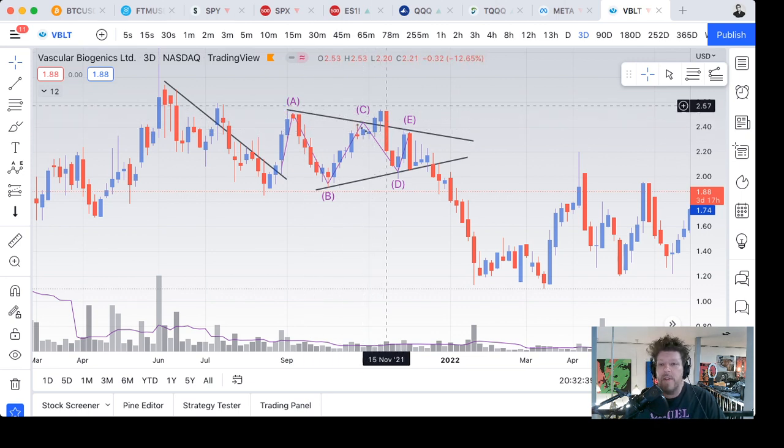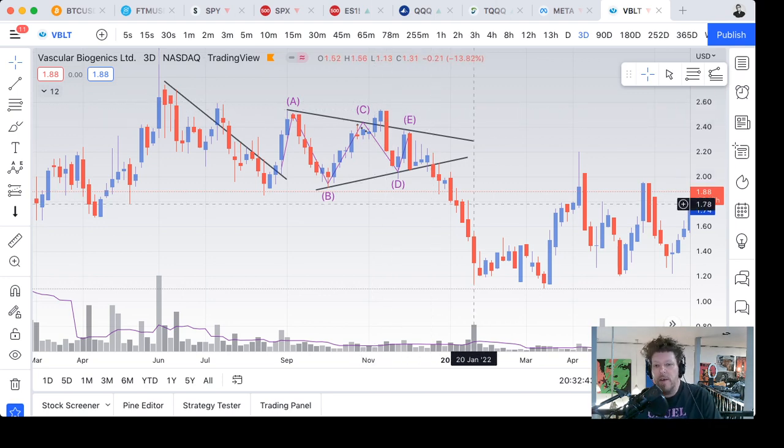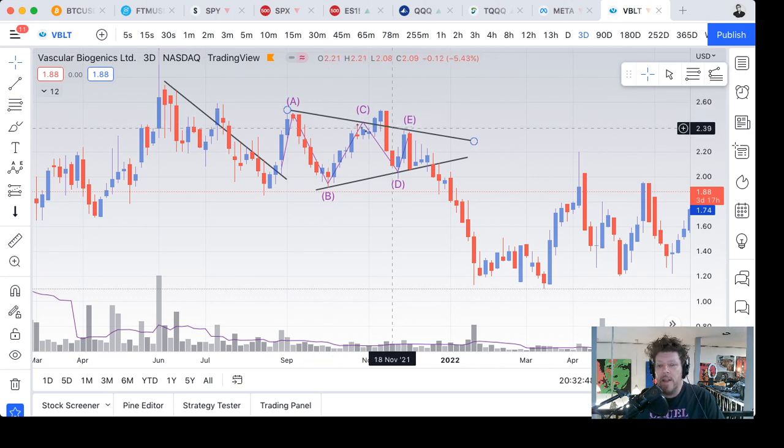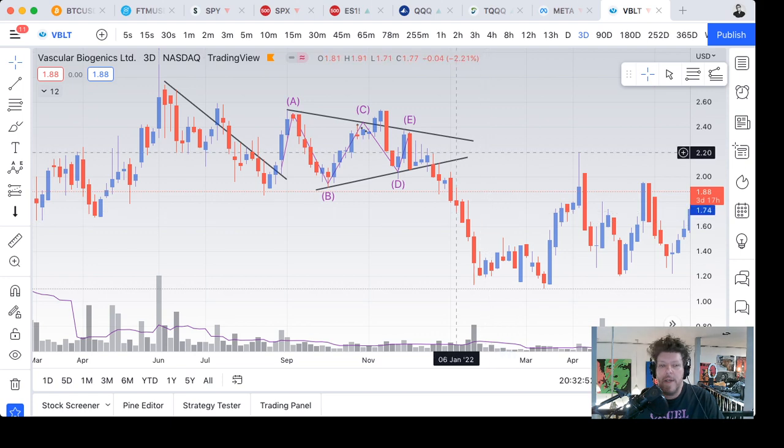This one again broke out. This is the infamous throw over that can sometimes precede a breakdown. In this case, we got a single throw over. It broke the upper channel line and retested underneath, and then boom, it went down.